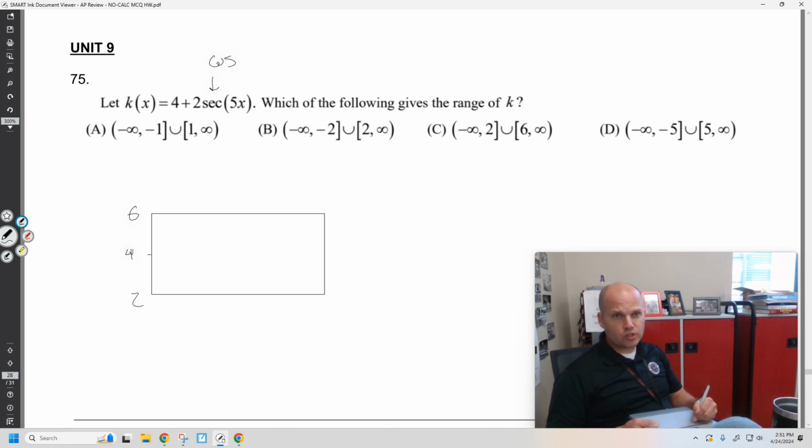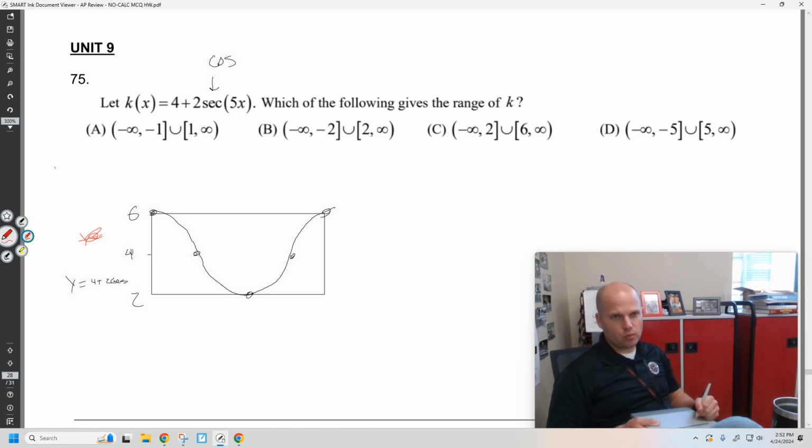Secant's a reciprocal of cosine. I don't care about the period because we're talking about the range, so I'm not going to bother worrying about the period. Rather, what I'm going to concern myself with is what happens if you take the reciprocal of these numbers. So this is y equals, in black, cos x. Y equals 4 plus 2 cos.